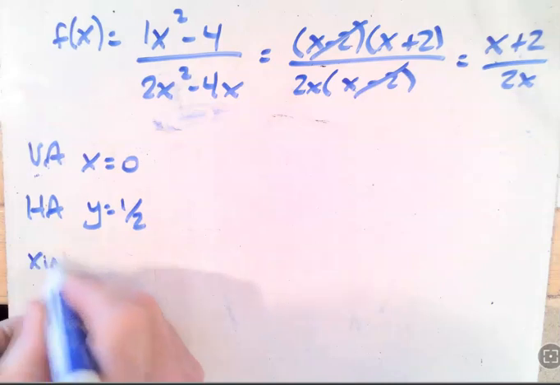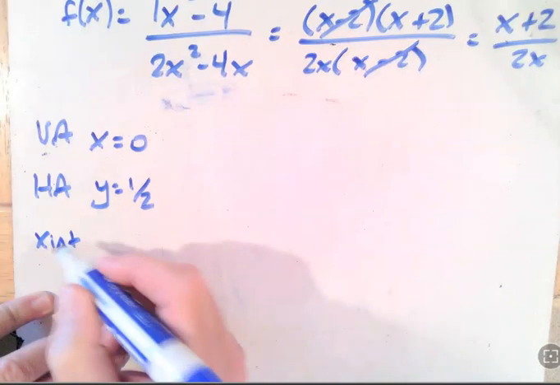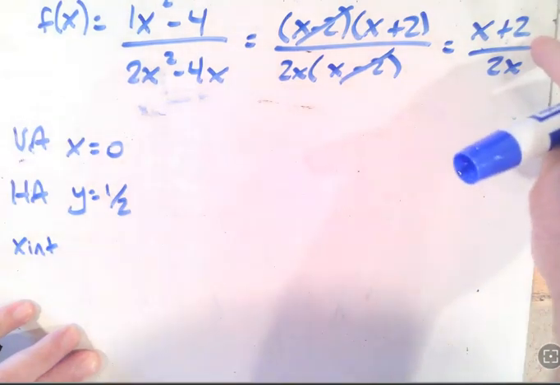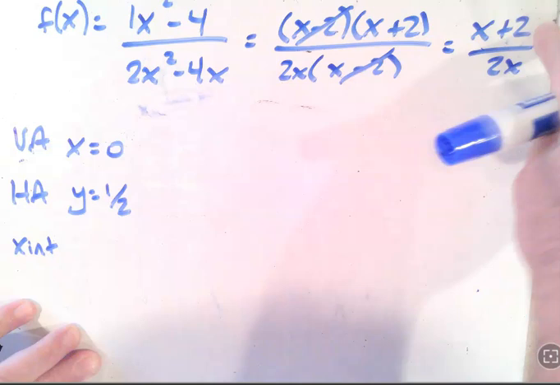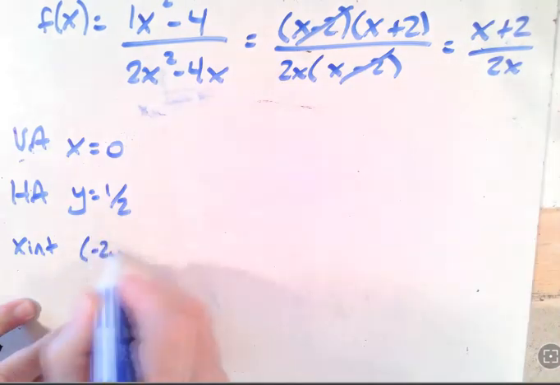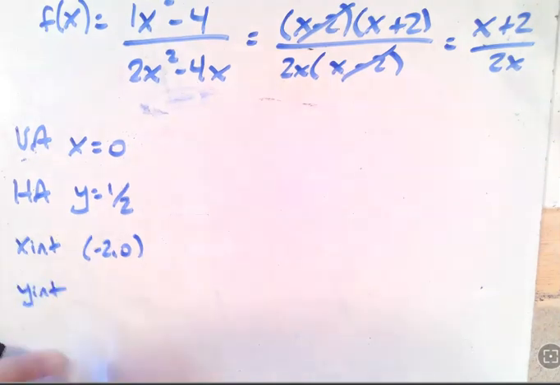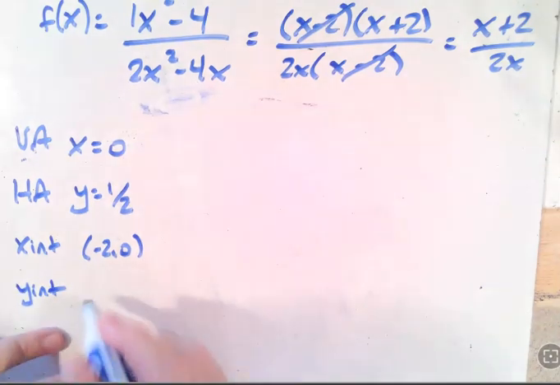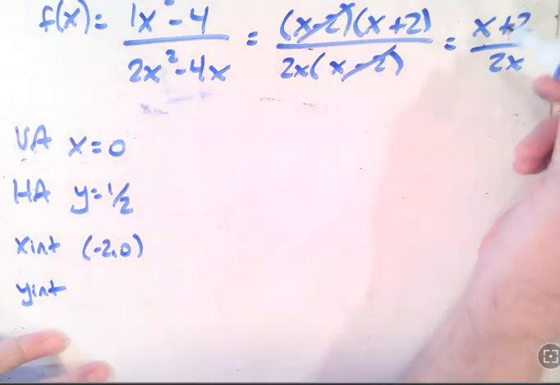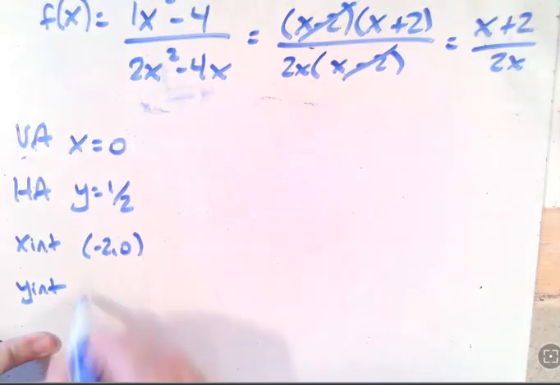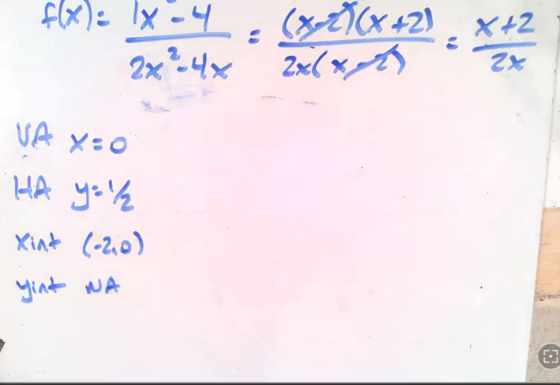X-intercept. The x-intercept comes from the numerator, so I look at my reduced function, and I solve for just the top. X plus 2 equals 0, so I'm going to get negative 2, 0. The y-intercept would be if you plug in 0. Well, here's the problem. If I plug in 0, I wind up getting 0 plus 2, which is 2 divided by 0. But I can't divide by 0, so that means there are no y-intercepts. It's never going to cross the y-axis.